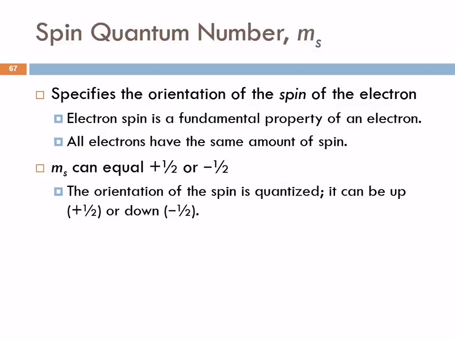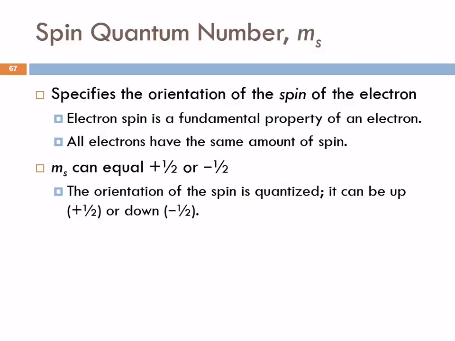The spin quantum number specifies the orientation of the spin of the electron. This is a fundamental property of electrons, and all electrons have the same amount of spin. You can think of this like a top spinning. My son plays with Beyblades, fancy little tops, and some of them spin clockwise and some spin counterclockwise. That's the easiest way to think about it.